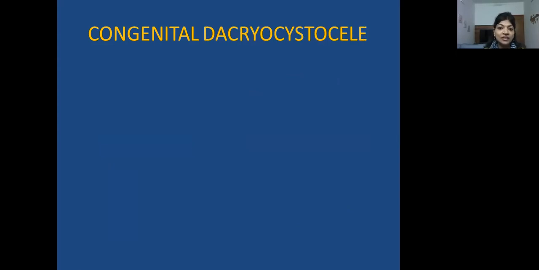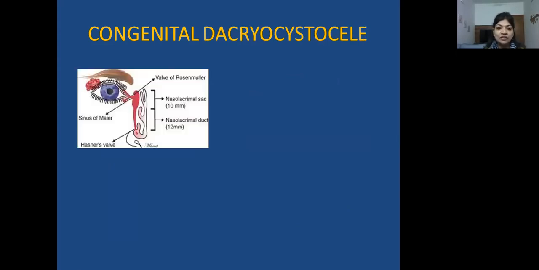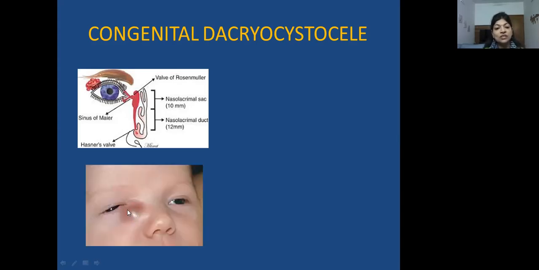A congenital dacryocystocele is a variant of congenital nasolacrimal duct obstruction. At the distal end, you have the valve of Hasner, where the nasolacrimal duct opens into the nose, and at the proximal end, in the region of the lacrimal sac, you have the valve of Rosenmuller. In a dacryocystocele, both the valve of Rosenmuller and Hasner's valve are closed. Because the fluid in the lacrimal sac has no place to drain, it swells up and a bluish cystic swelling will be seen in a baby presenting like this.